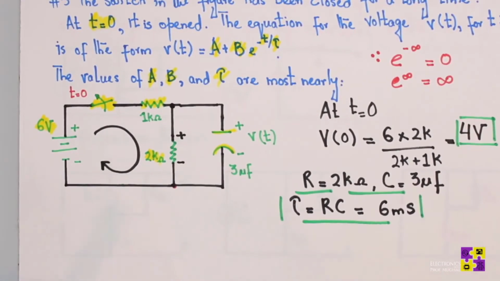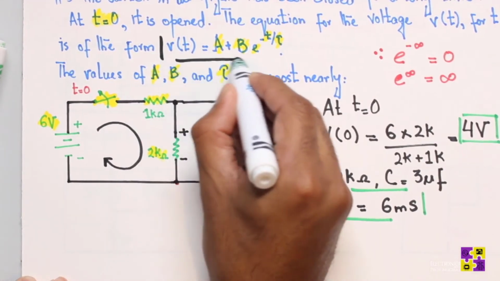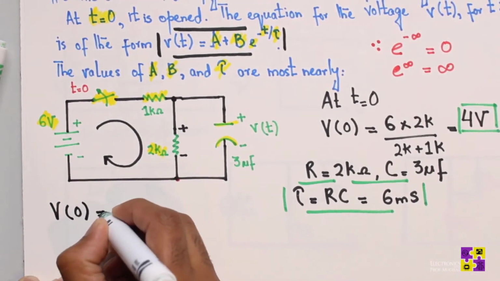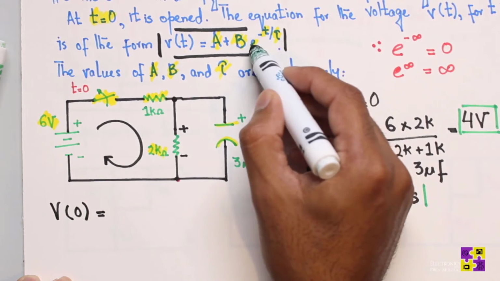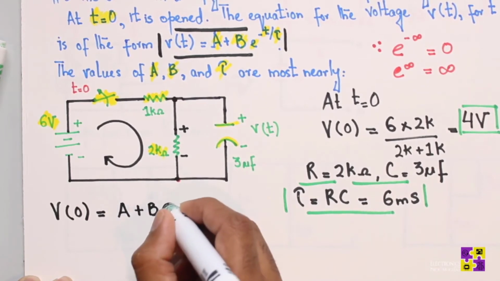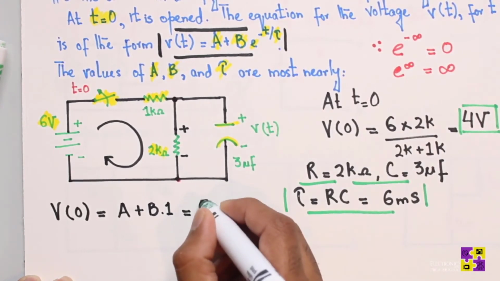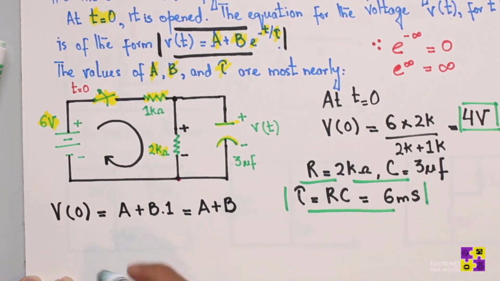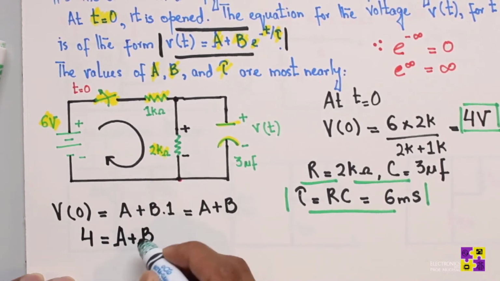Now we look at this equation here. If you're trying to find V of 0, this t is going to be 0, and e to the power 0 is 1. So V of 0 is simply a plus b times 1, because e to the power negative t over tau is just 1. So you get a plus b here, correct? Now V of 0 we have already figured out is 4, so I can rewrite this equation as 4 equals a plus b, correct?